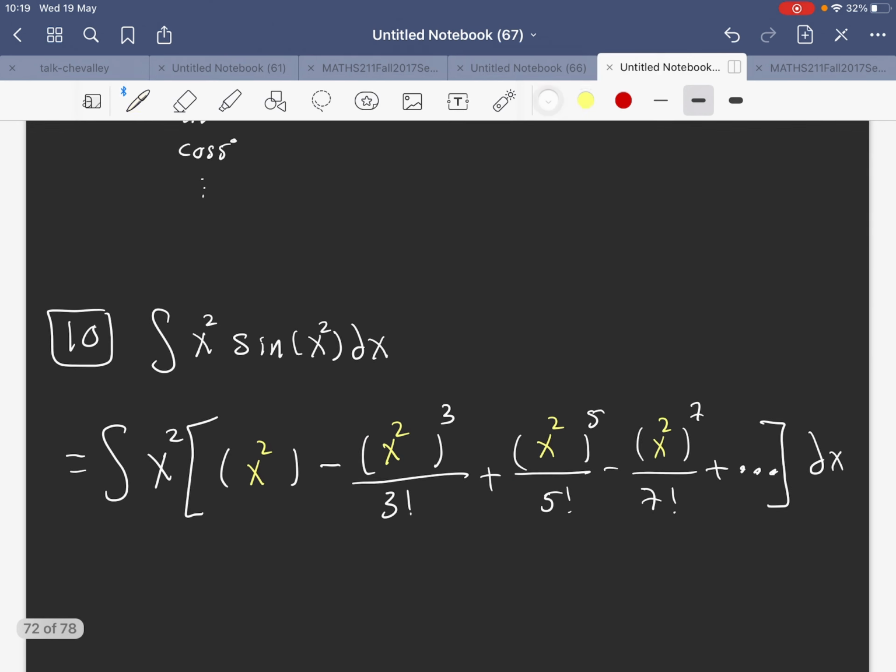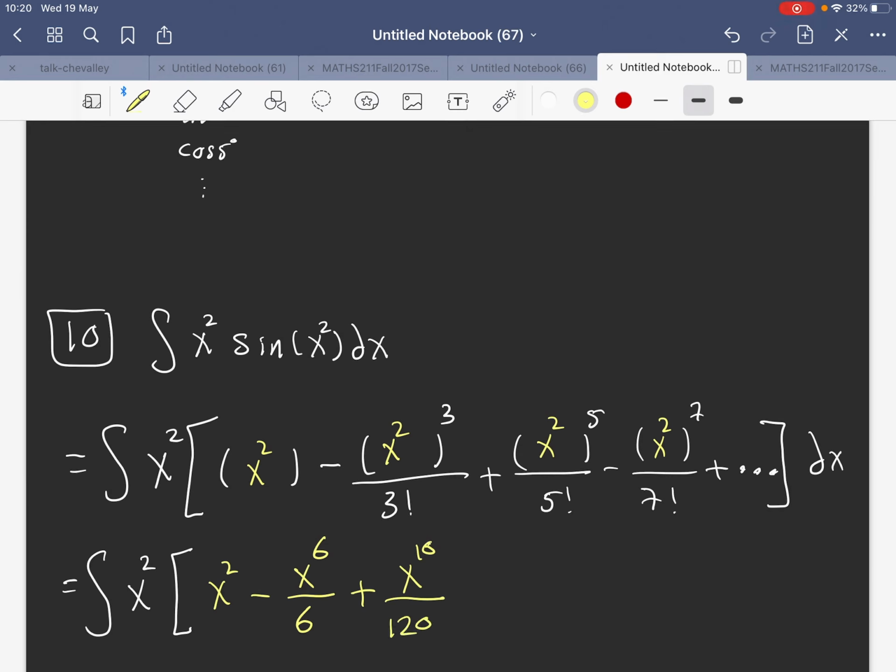Now, the next step is you do x squared. Now you expand this one. Let me just do it in a different color just to mention. This is x squared. This will be x power 6. Now 3 factorial is already 6. Plus x power 10 over 5 factorial is 120. Minus x power 14. 7 factorial is 5040. Or you can just keep them as factorial. Doesn't really matter here. Those are just numbers.